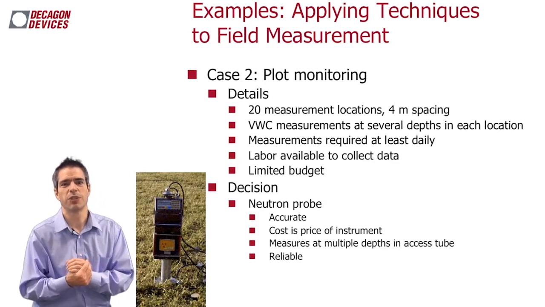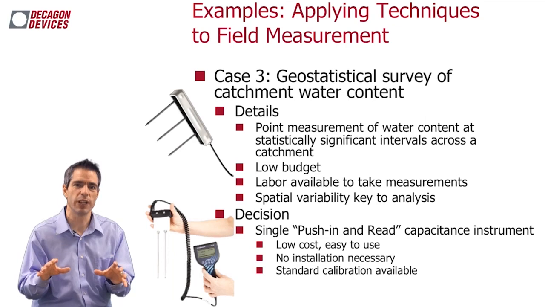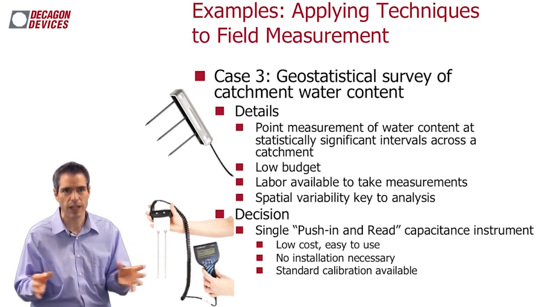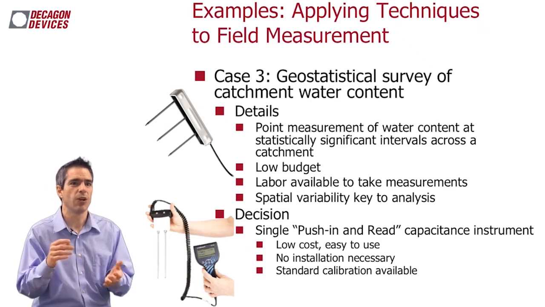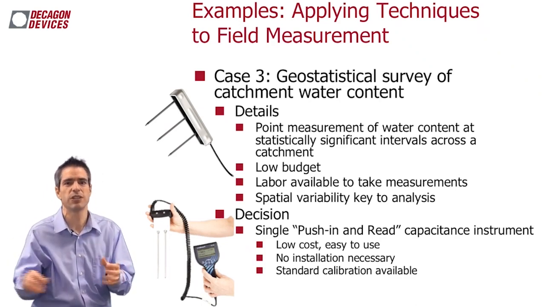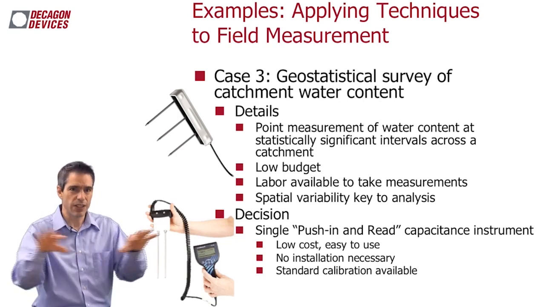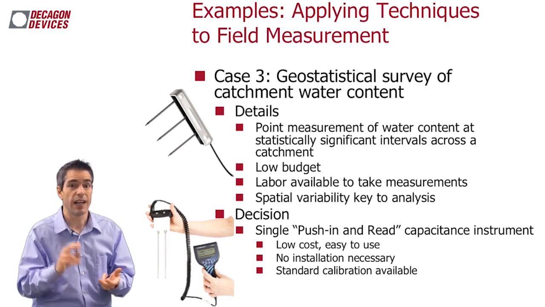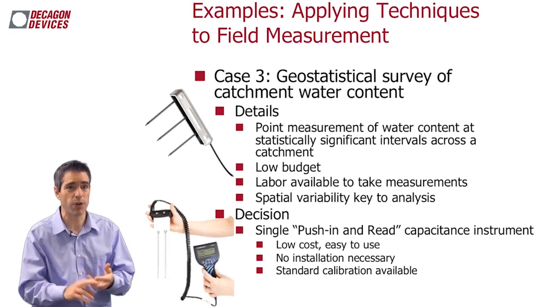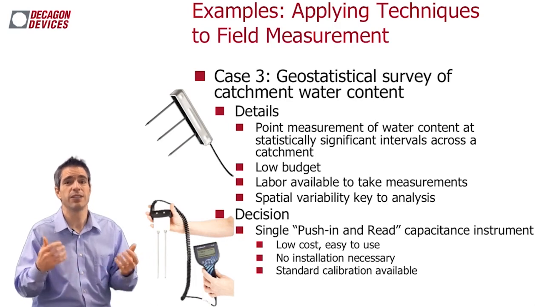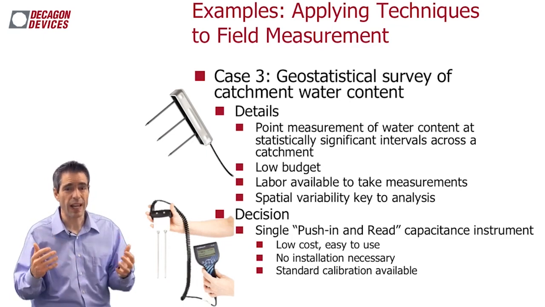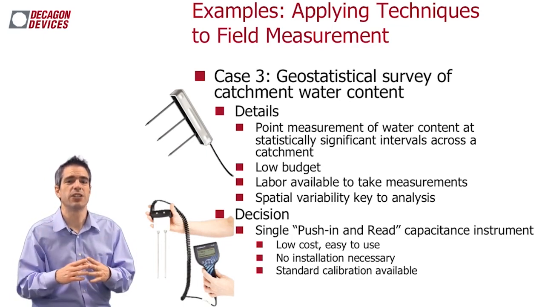The third case was an interesting one, and I already talked about this push in and read approach and my concerns with it. So immediately when I talked to the person on the phone and they said, hey, I want to do a geostatistical survey of the catchment water content, I want just to go stick in the probes at a lot of locations and look at statistically significant areas in terms of water content across the catchment. I have literally no budget for this project. I have people available who I can send out, or send out student workers who can go do the work. And variation is key to my analysis.